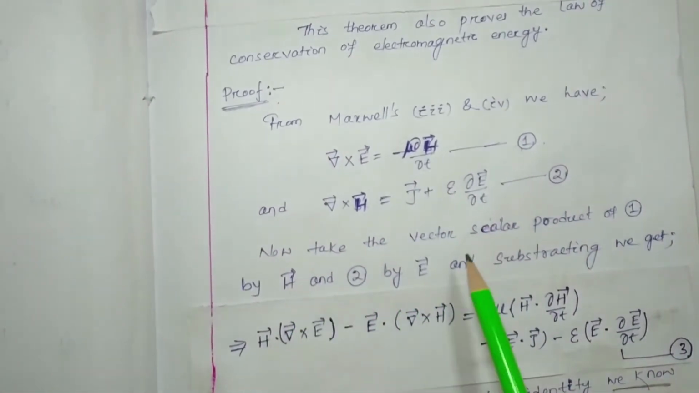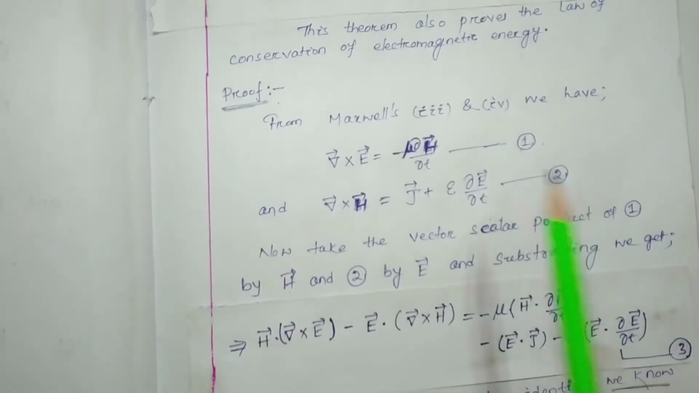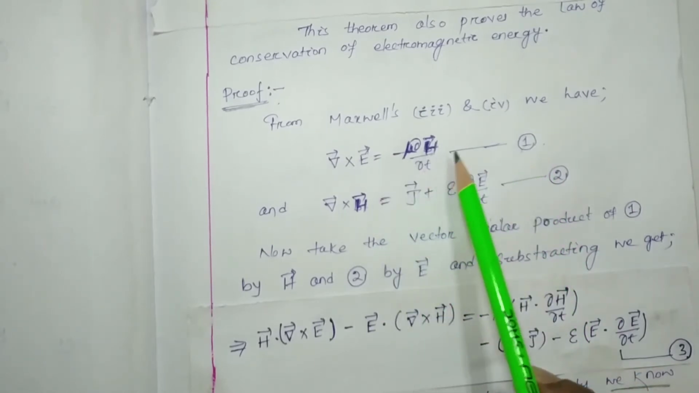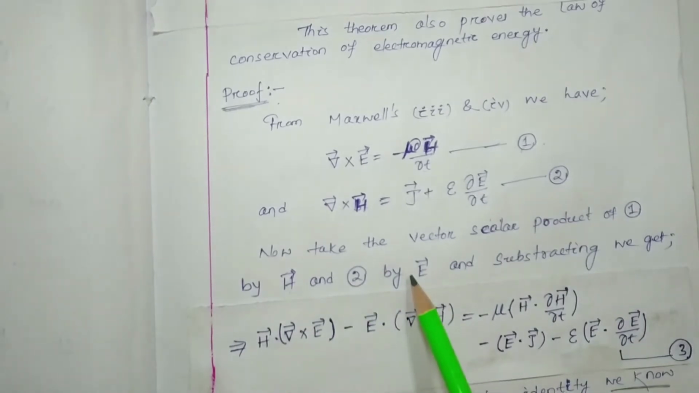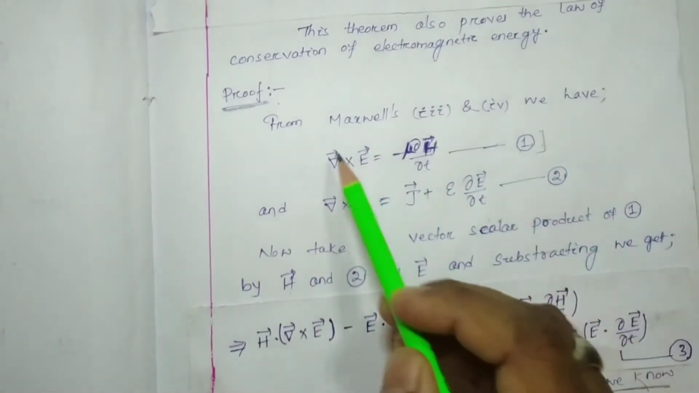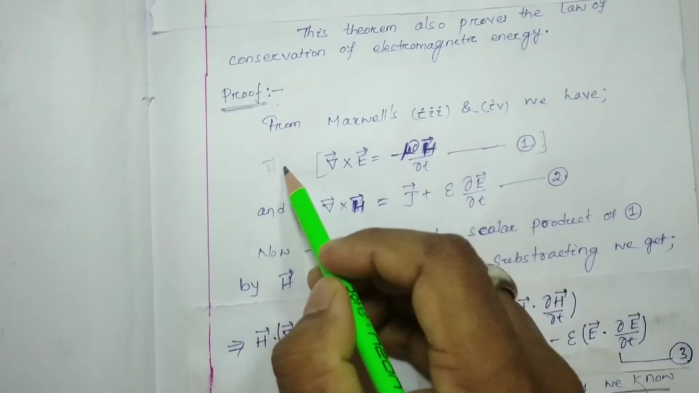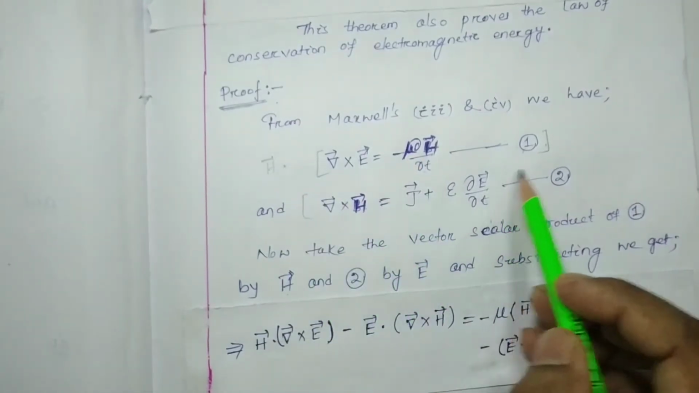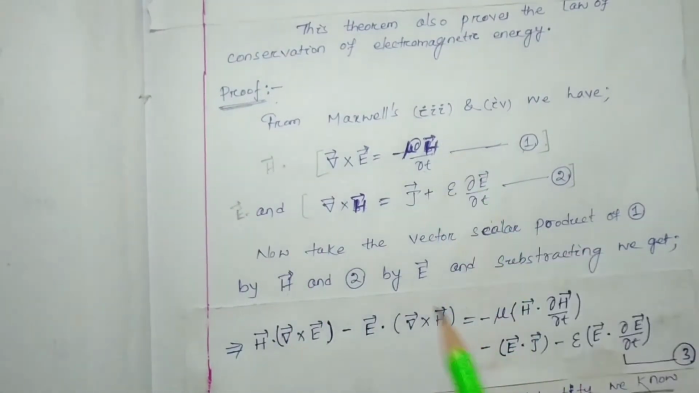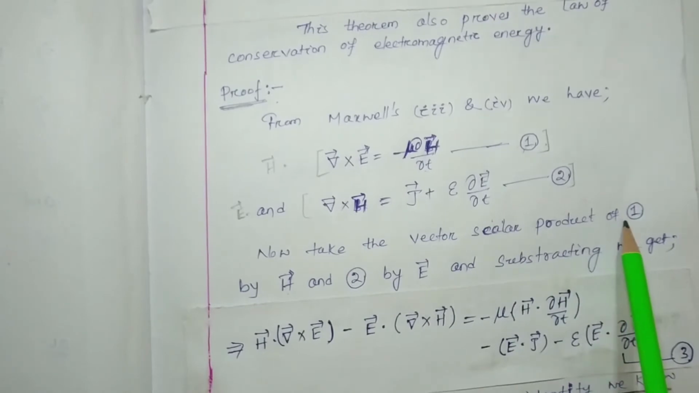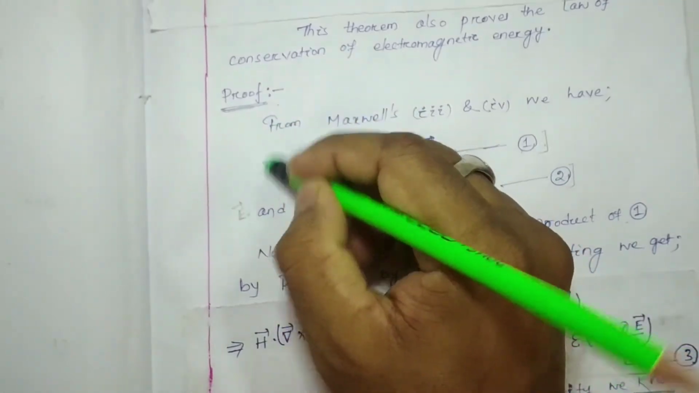Now take the vector scalar product of equation number 1 by H and equation number 2 by E. So this equation is going to be a scalar product with H, that means H dot this much, and this equation is going to be E dot this equation, and then subtract. Subtracting, what are we going to get?